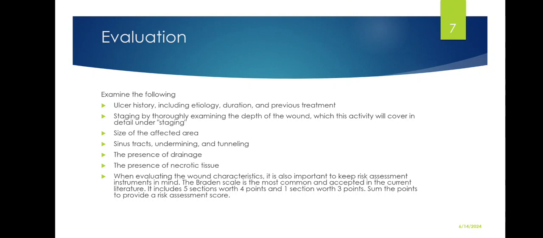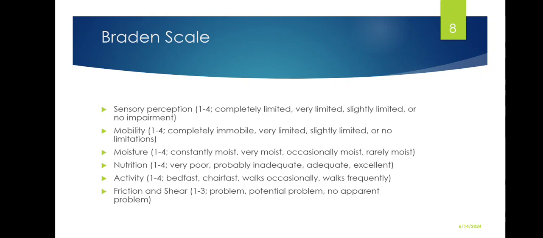It includes 5 sections that are worth 4 points and 1 section that is worth 3 points. Then you sum the points to provide a risk assessment score. So when we look at the Braden scale, sensory perception is graded from 1 to 4, which is completely limited, very limited, slightly limited, or no impairment. Second is mobility, which is graded from 1 to 4, starting from completely immobile, very limited, slightly limited, or no limitations.